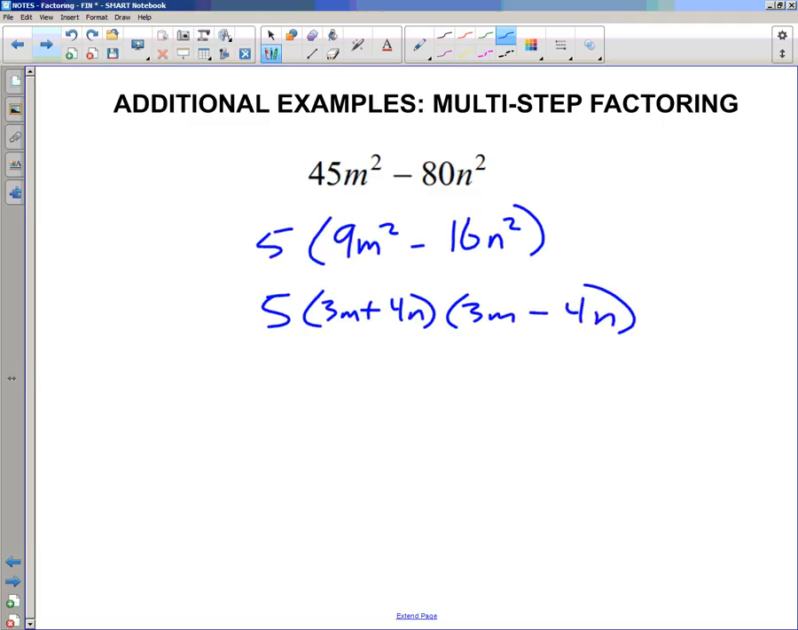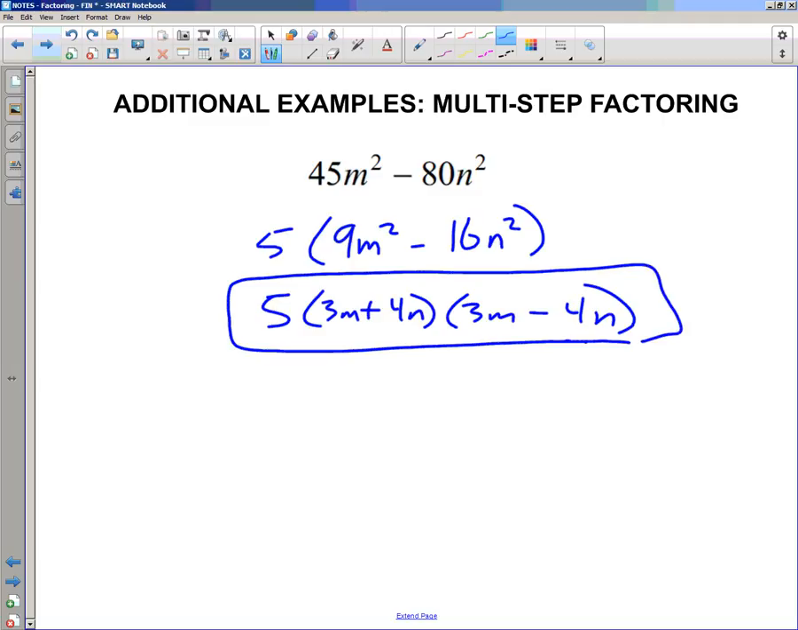Then we'll check all of our factors here, see if there's anything else we can pull out. And looking for GCFs, I'm not seeing any in either factor. Checking the second one to see if we can do a difference of squares again, but that's not going to happen either. So that's going to be our final answer.